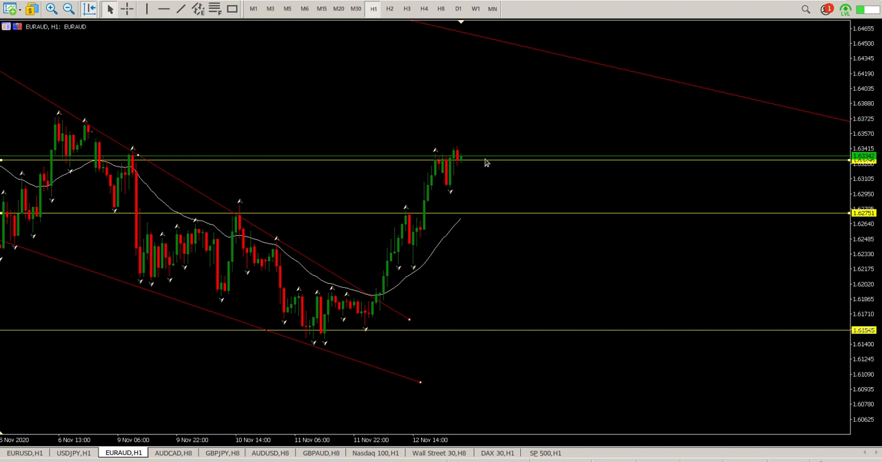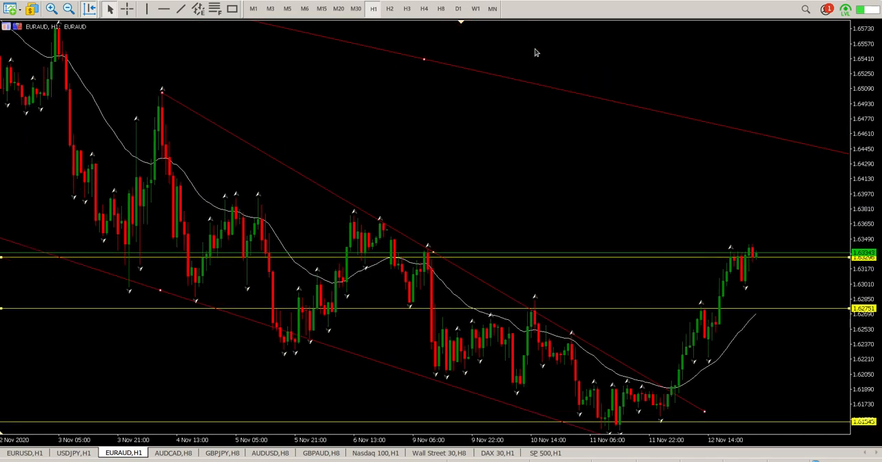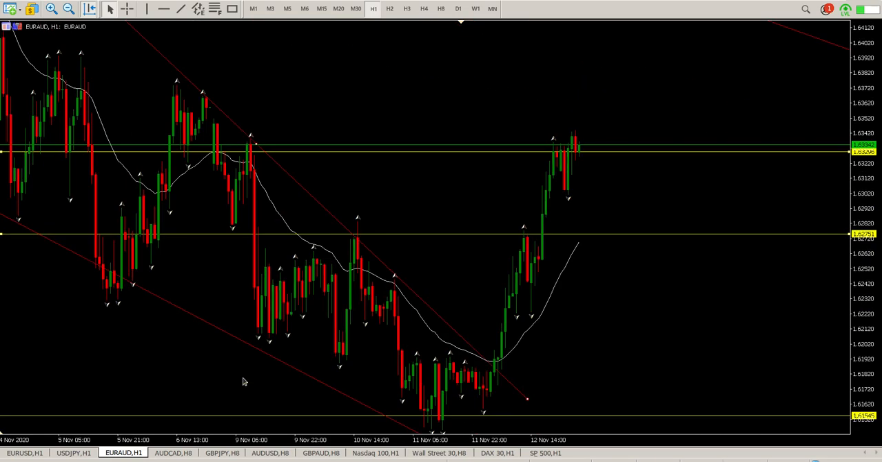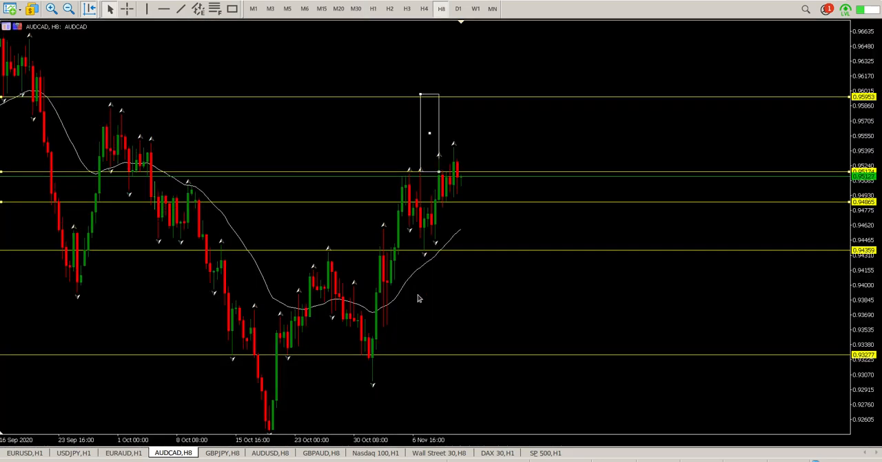If we do get through this now, which looks like it is possible, I'd want to break away, pull back onto it, find some support, and start forming higher lows. Then I'm back in on this, and I'm looking to get to this trend line of 164.443. Okay, so that's kind of Euro Aussie dollar. It does look pretty interesting at the moment.